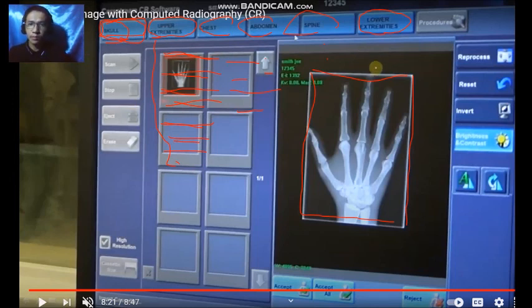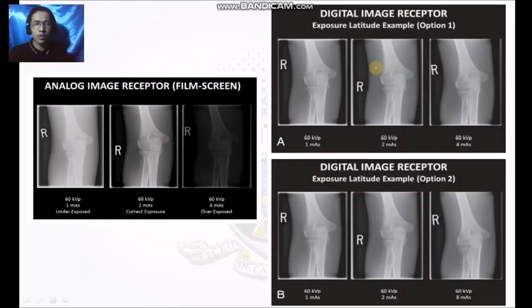So it depends. That's why there are a lot of commands that can be selected, and the lookup tables are also different for the different types of examinations. Again, the main advantage of the CR and DR systems is the reduction of repeat examinations, especially when it comes to incorrect exposure techniques.